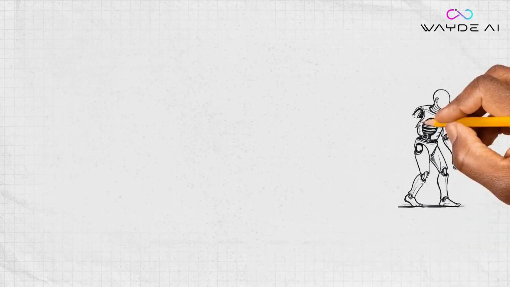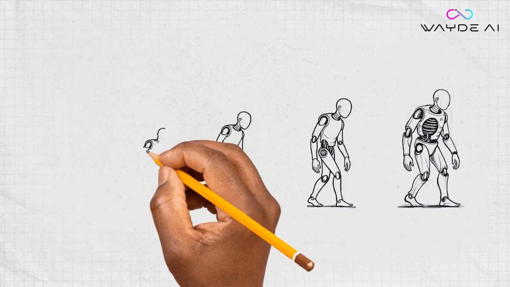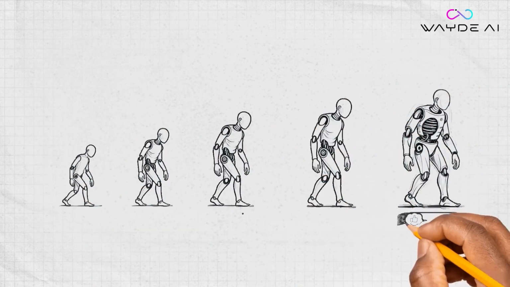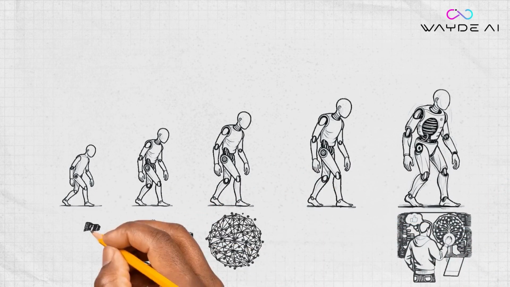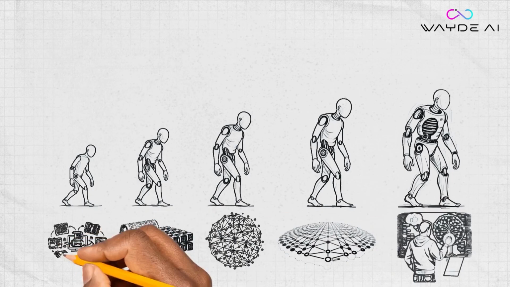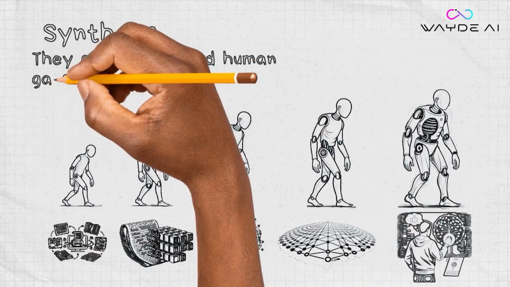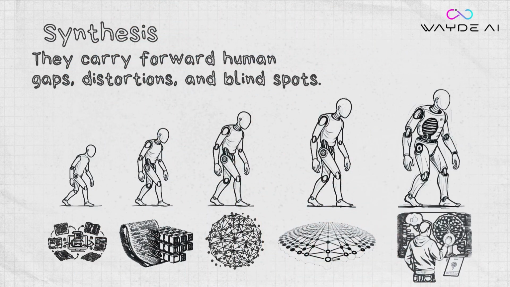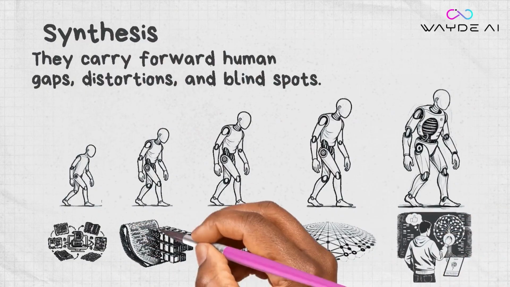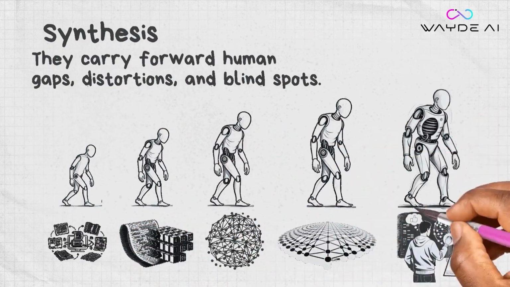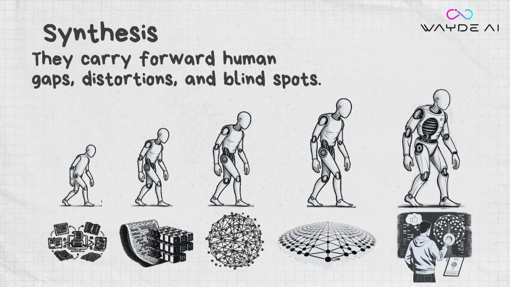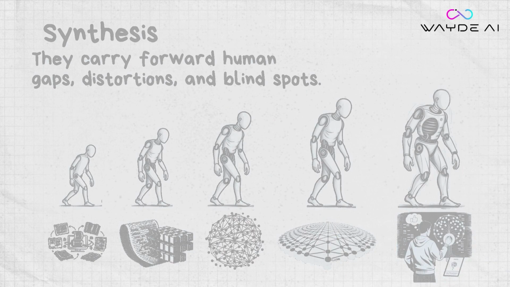Now, across all these stages, one thing remains consistent. These systems are powerful because they learn from large-scale patterns in human language. But that also means they carry forward human gaps, distortions, and blind spots. Nothing about how these models are trained gives them judgment or responsibility. Because of how they're built, their usefulness and their risks always go together.